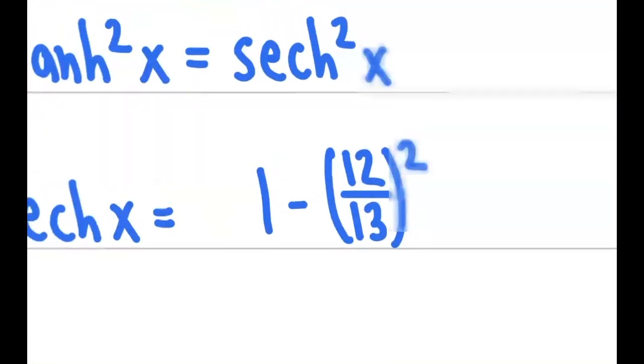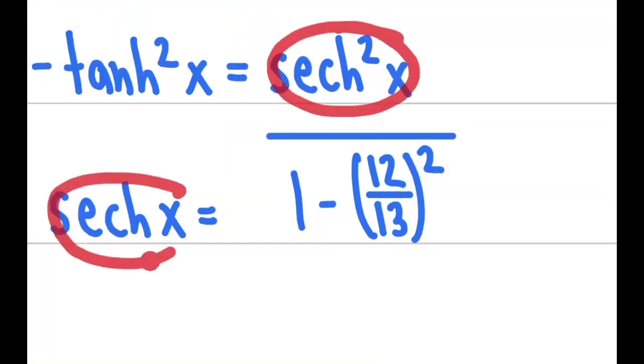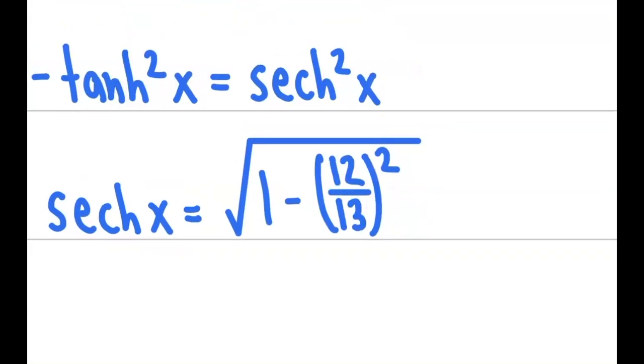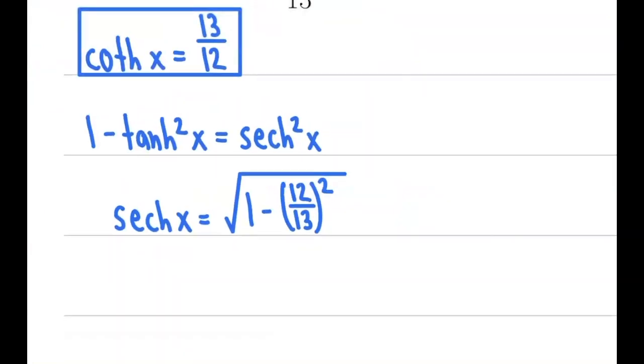And again, we're taking the square root of all this. It was sech squared and now just sech. Plus or minus or no? That's a good point. Do we put plus or minus? Because we're taking the square root of both sides.